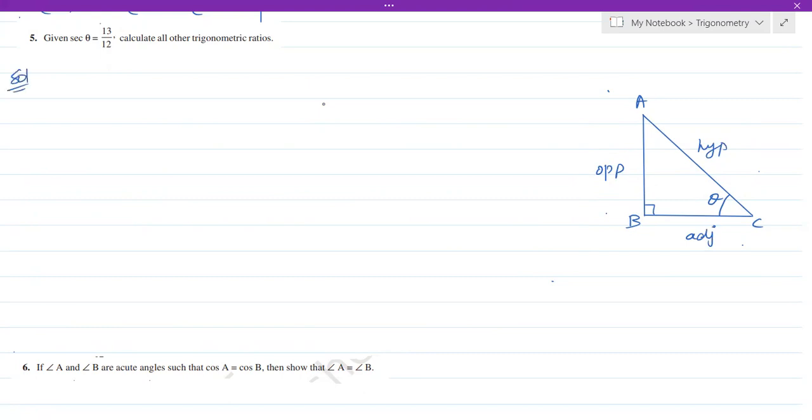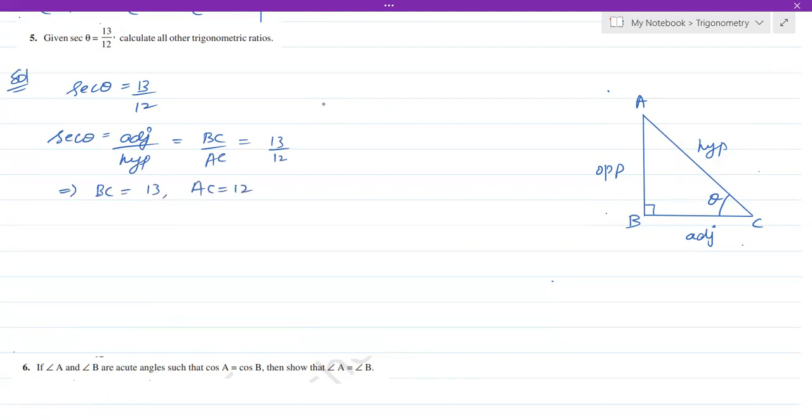Now it is given that secant theta is equal to 13 by 12. From here itself, we can find cos theta. Cos theta is what? Reciprocal of secant theta, isn't it? 12 by 13. So we'll do it at the end. Now secant theta is defined as adjacent by hypotenuse. Here the adjacent is BC, hypotenuse is AC. And they've given the value as 13 by 12, which implies BC will be 13 and AC will be 12.